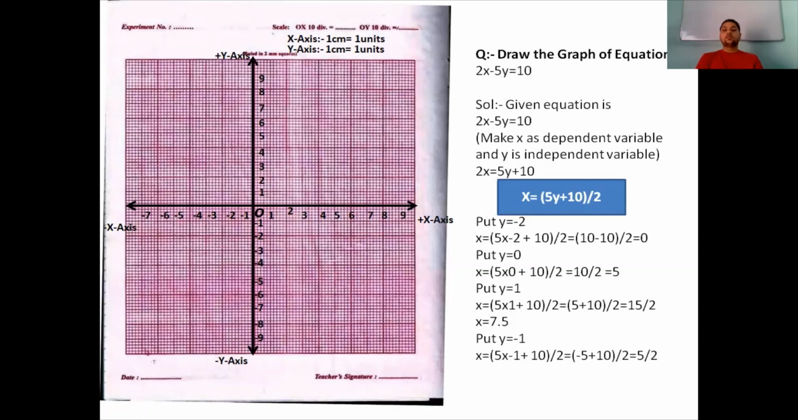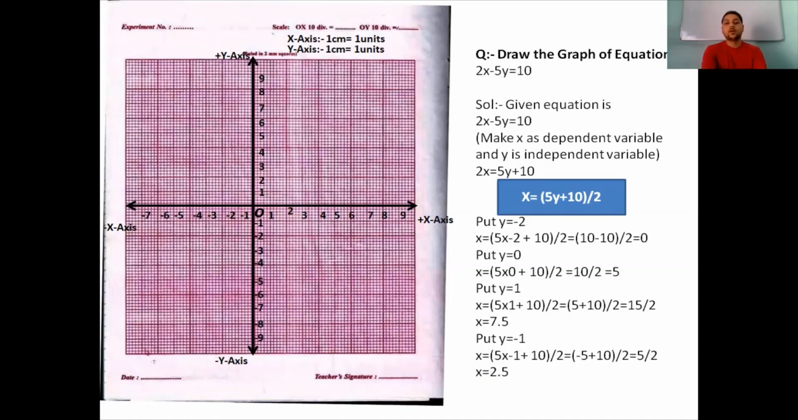Again, we take one more point, that is y is equal to -1. When we take y is equal to -1, in that case x is equal to 5 multiplied by -1, that is -5 plus 10, so it is 5 by 2. Again we have the point 2.5 here. Okay, we first try to find the number in integer form. If it does not come, then we have to find the number in decimal form or fractional form here.